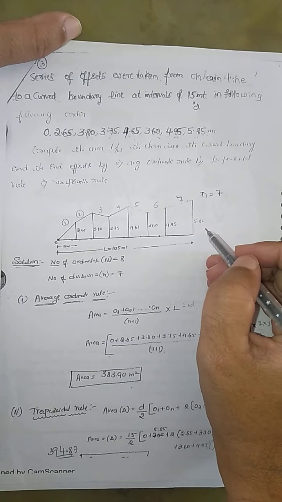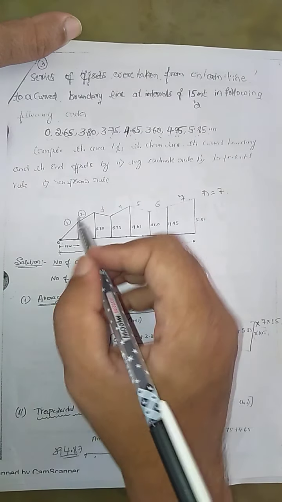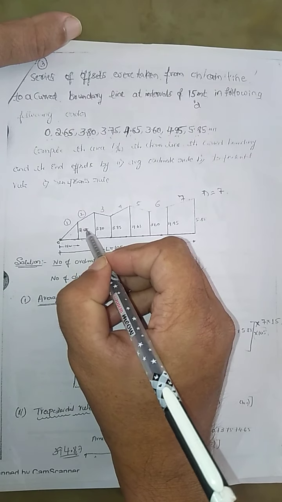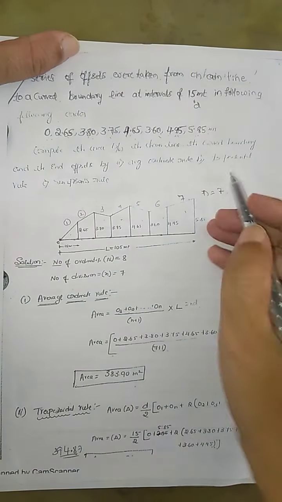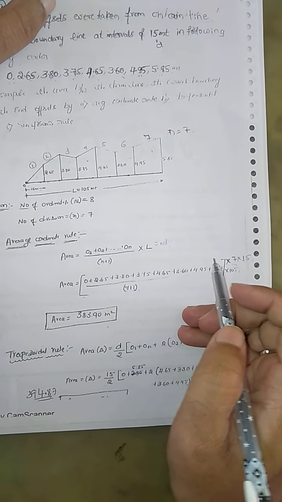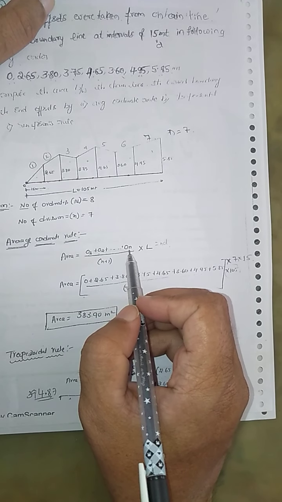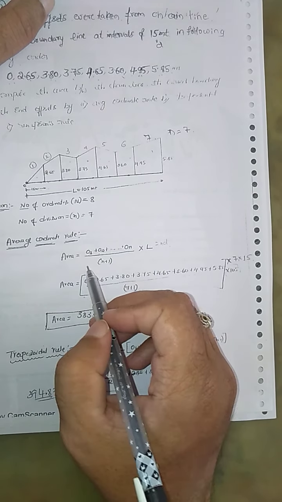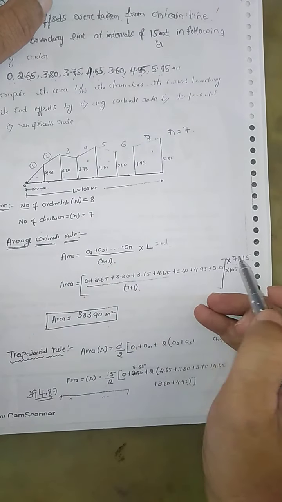How many divisions have we made along the total length? 1, 2, 3, 4, 5, 6, 7. So n is equal to 7. Now you need to use the average ordinate rule. What does the average ordinate rule say? Area is the sum of the ordinates divided by (n plus 1), into L, where L is equal to n into D.